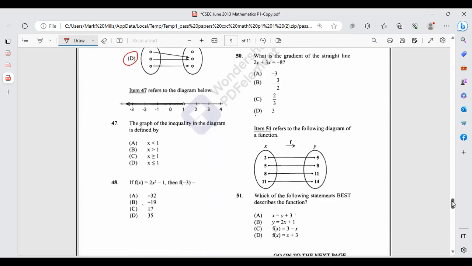(47) The graph of the inequality diagram is defined by... Now, what will be the answer for this? Sir, A. Sir, x is not equal to 1, and it's going to the left. So definitely it's A, because it's not equal, so they never shade it. Okay, 48.